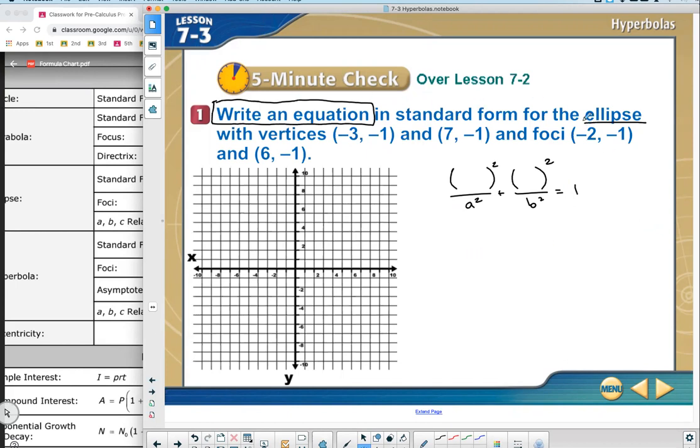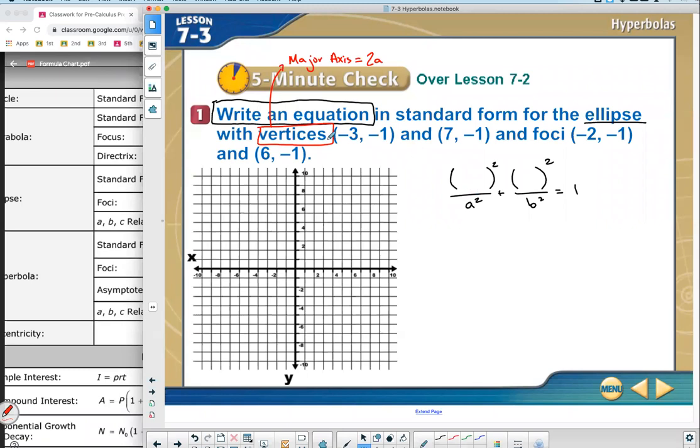And so I'm now going to start working with my information. When you see the word vertices, let's just do a little word association game. I want you to think of major axis. Today there will be a new word, it might not always be major, and we'll see that in a second. Or I want you to think 2a, that's the formula.